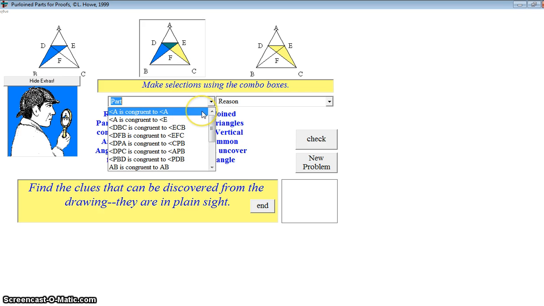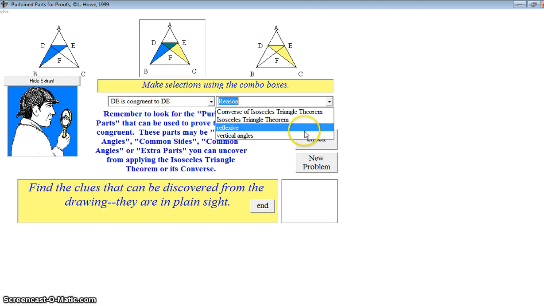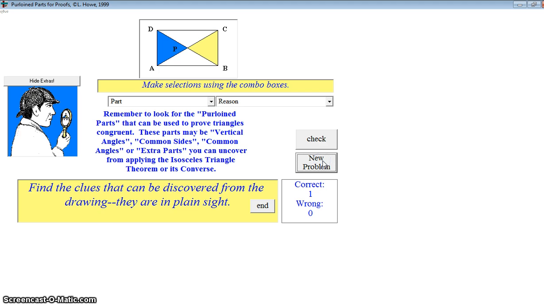So which of these is the purloined part? The fact that DE is congruent to DE was the part that was hardest to see. That was the part that took the most discussion. So let's list that with its reason and ask for a new problem. So which piece is going to be the difficult piece to see? What is the purloined part here? Let's see what happens when we click on Hide Extras.